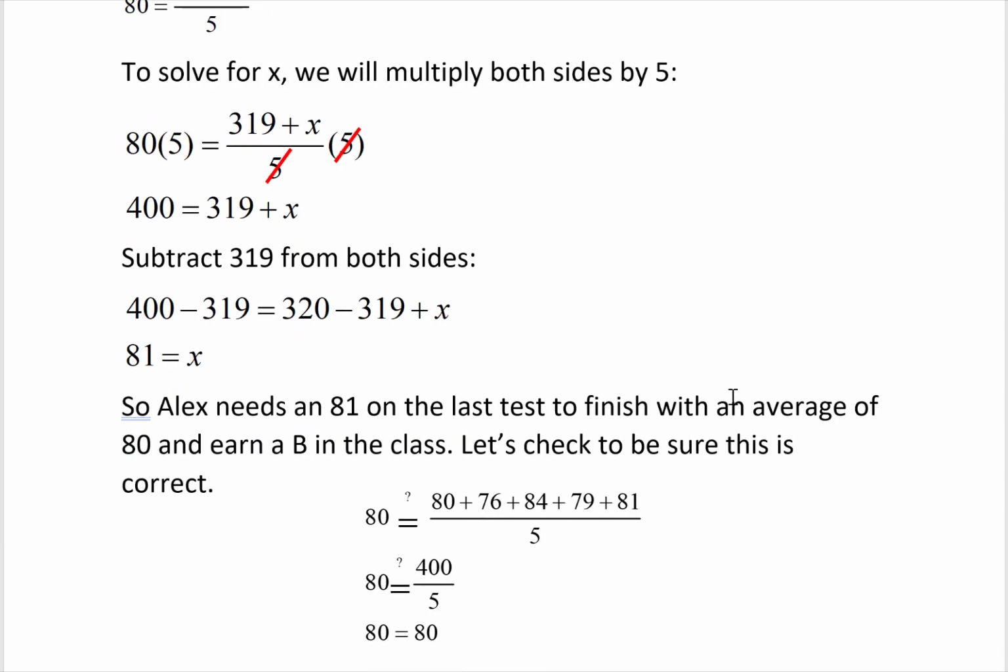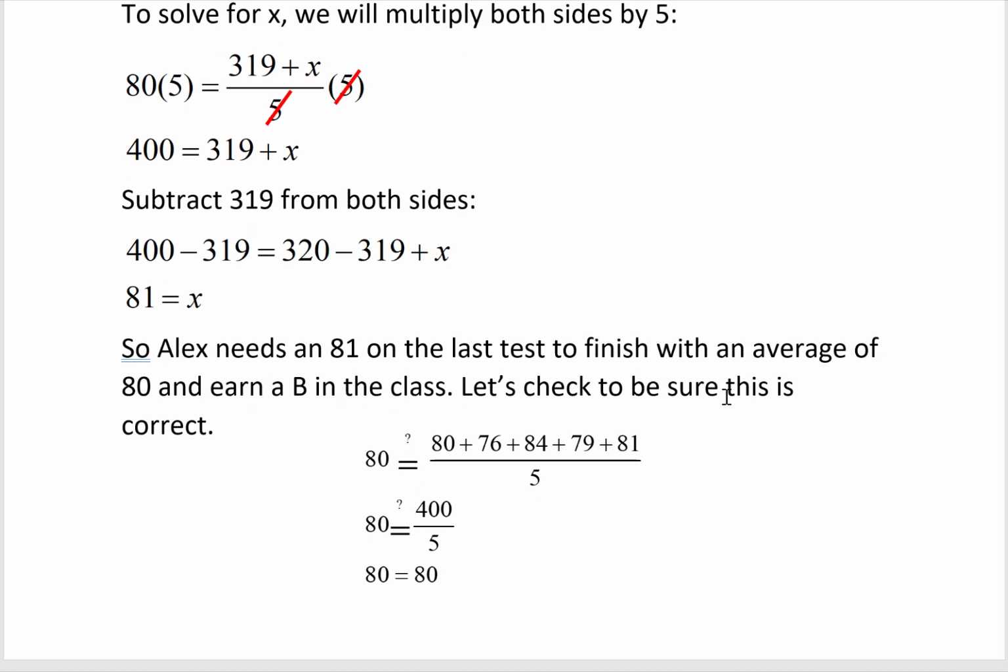And then we can check this by going back to the mean formula and making sure that we come up with an average of 80. And in fact, we do when I use that mean formula and substitute 81 for the last test score, I do come up with a mean of 80, which is what she needs in order to get the B in her course.